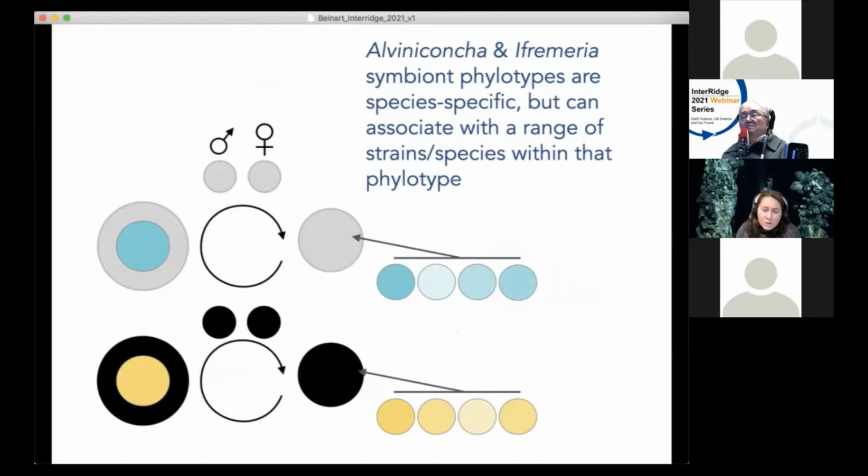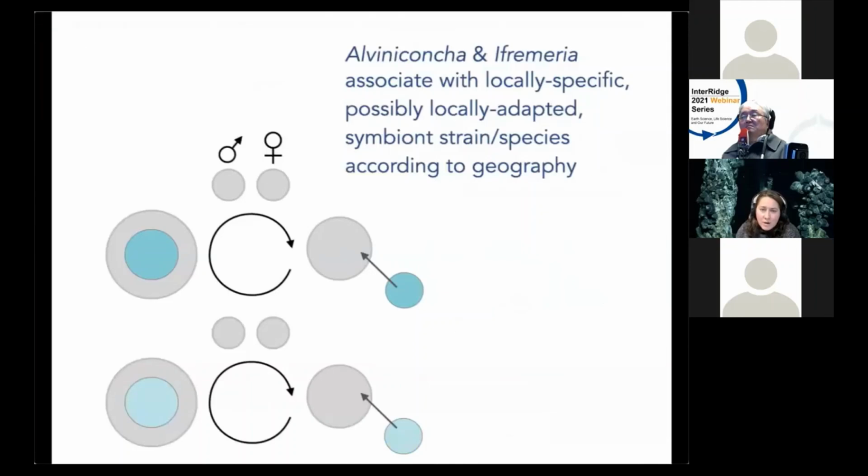And then we are also building some evidence that Alviniconcha and Ifremeria associate with locally specific and possibly locally adapted symbiont strains or species according to geography. The evidence we're building is genomic. It's not directly phenotypic data. And so future work, perhaps using experiments to test their functioning in different environmental conditions, will help us understand this better. But the genetic work does suggest that they have functional differences that indicate they're locally adapted.